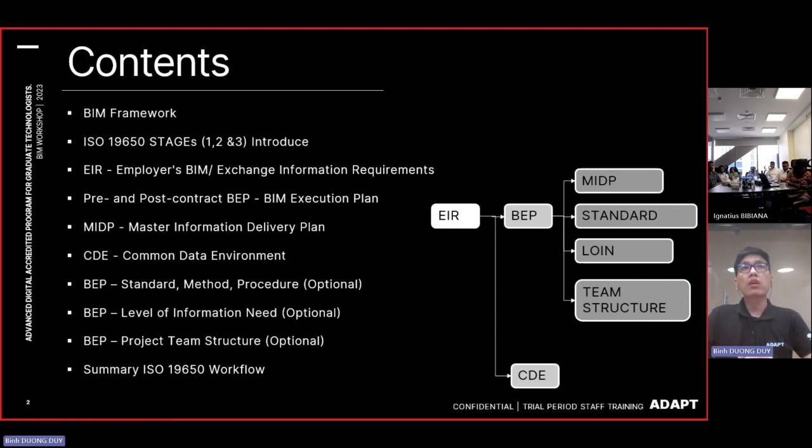Then the third BIM term we're talking about will be MIDP, standing for Master Information Delivery Plan. This is the kind of delivery plan where we have to finalize what kind of information we need to deliver, what kind of product we're going to deliver. Another BIM term we're going to talk about will be the CDE.